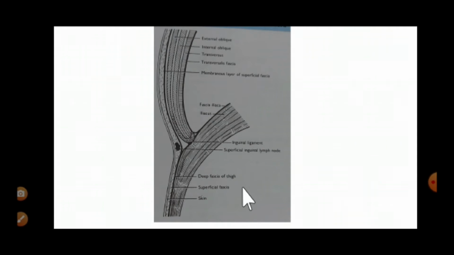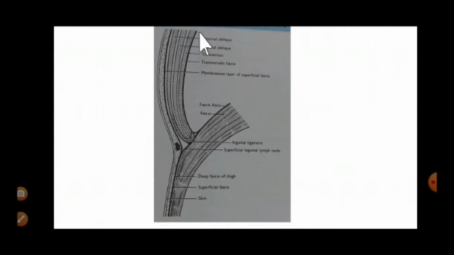Now in this diagram what we are seeing is the anterior abdominal wall and the lower part of the posterior abdominal wall here. So here we have skin, superficial fascia, external oblique, the aponeurosis of the external oblique, which is thickening and rolling inwards to form the inguinal ligament here. Then we have the internal oblique muscle and the transversalis fascia.